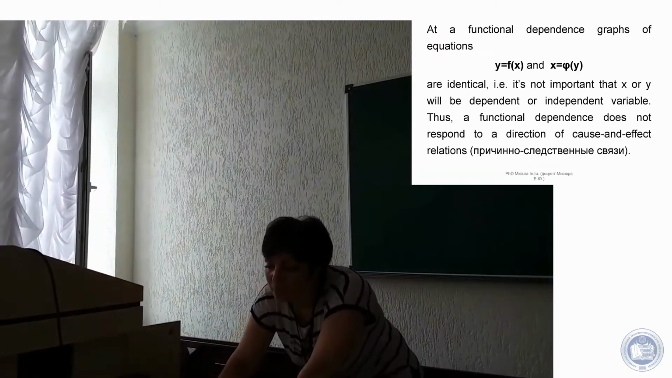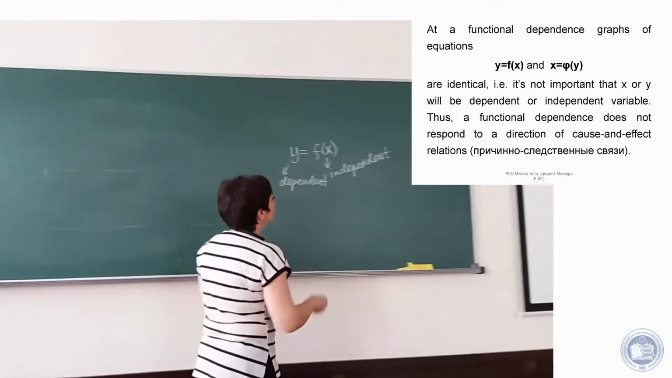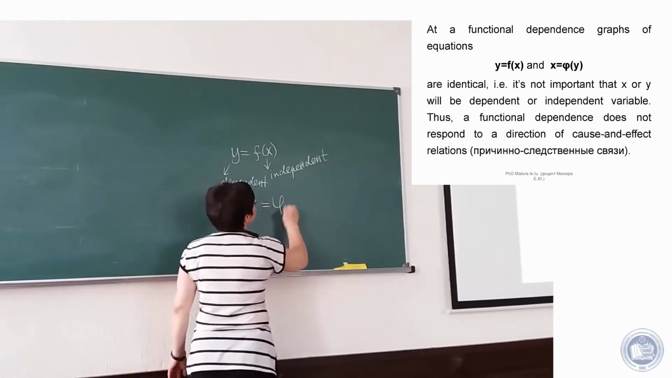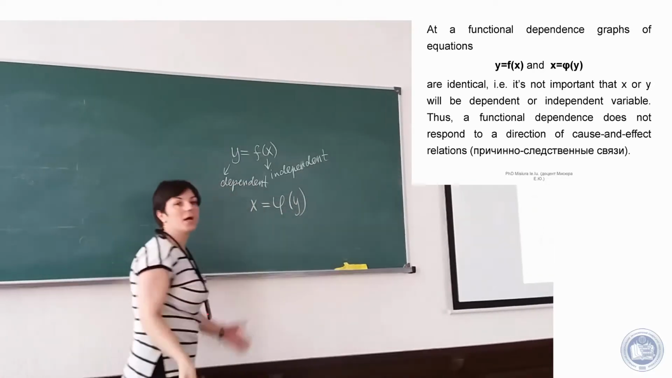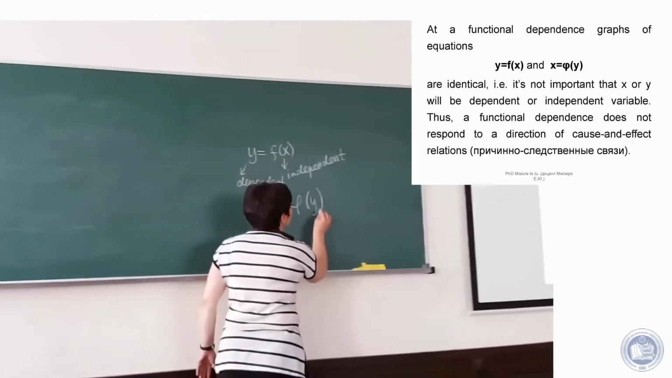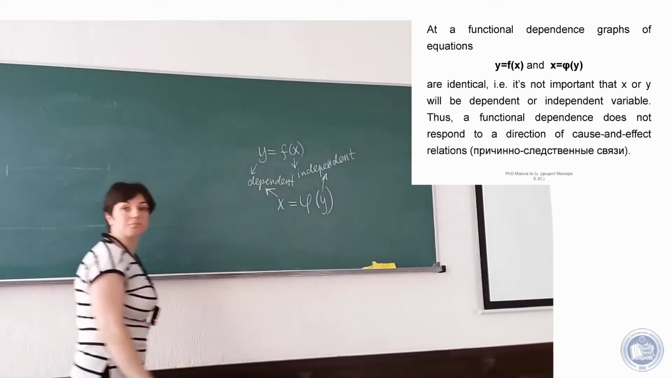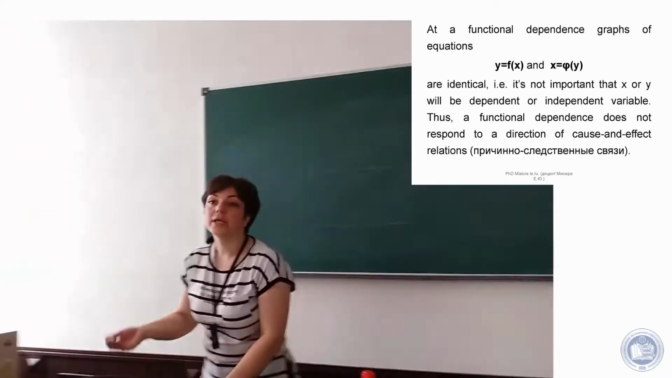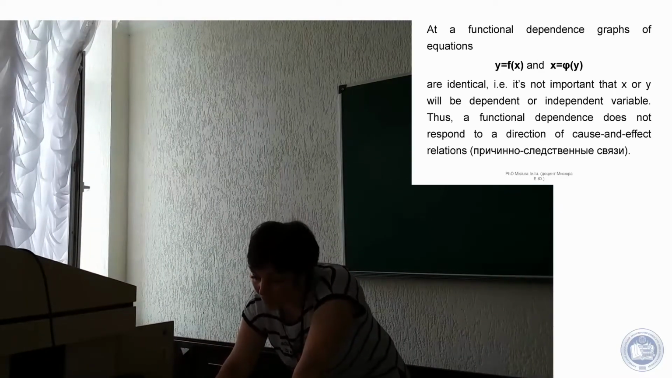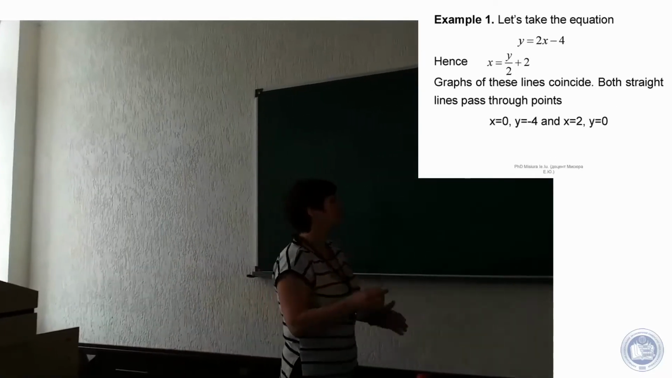Let's continue. Students, if you can express x through y, you can get this dependence. For example, let's write x equals phi of y. This is called independent variable. It will be y. Y is independent and x is dependent. You can take the first dependence or the second one. Agree? Okay.